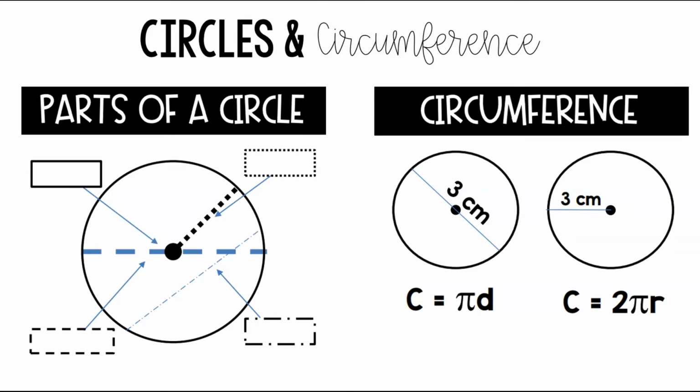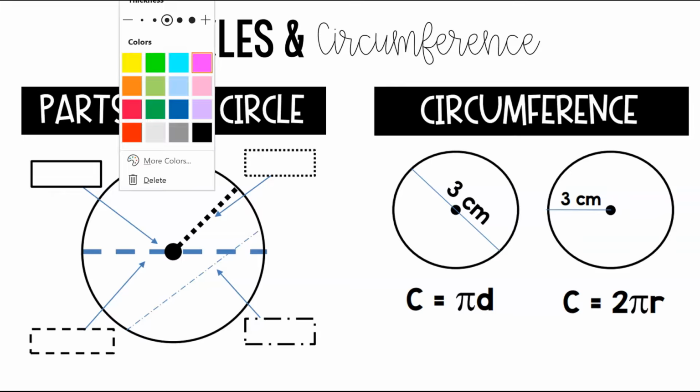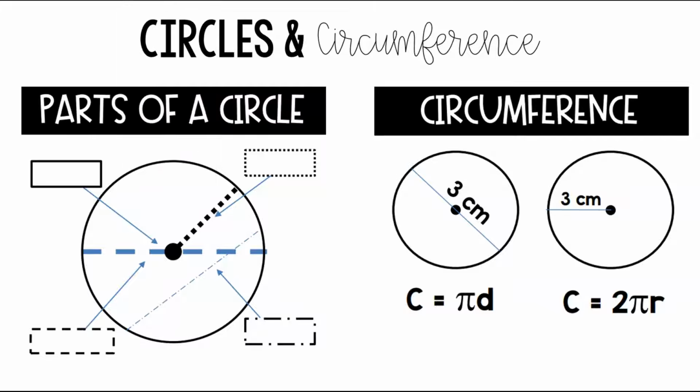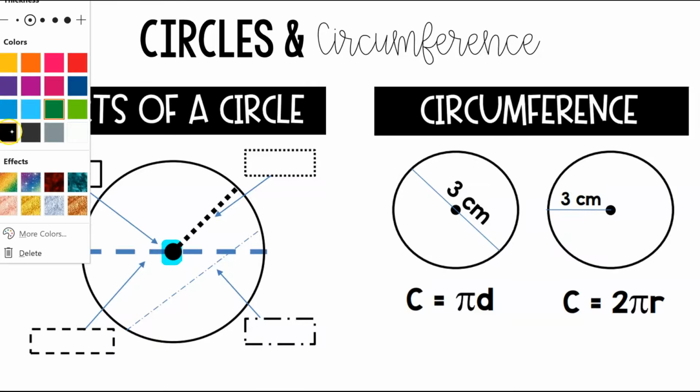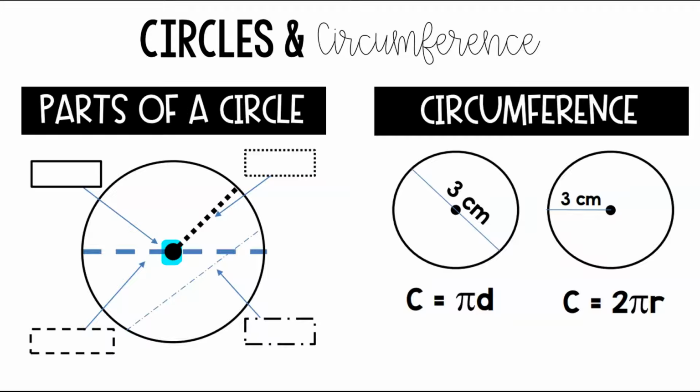The first part discusses the parts of a circle. One of the most important parts of a circle is the center. This right here is the center. Now, a circle is named by its center, so whatever letter is there is the name of the circle. The center is just a point in the center of a circle.